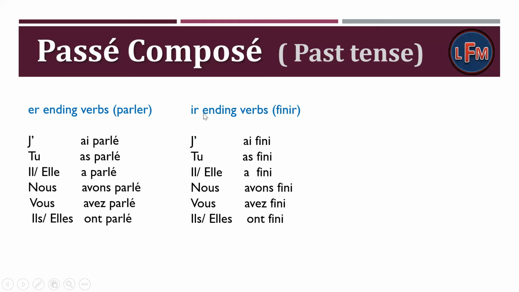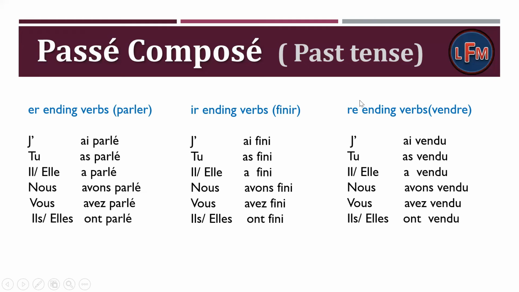Like this, IR ending verbs, for example, finir. First, we take the auxiliary verb avoir with all the subject pronouns: je, ai; tu, as; elle, a; nous, avons; vous, avez; ils or elles, ont; and the past participle of the verb. So, j'ai fini, I finished, tu as fini, elle a fini, nous avons fini, vous avez fini, elles ont fini.